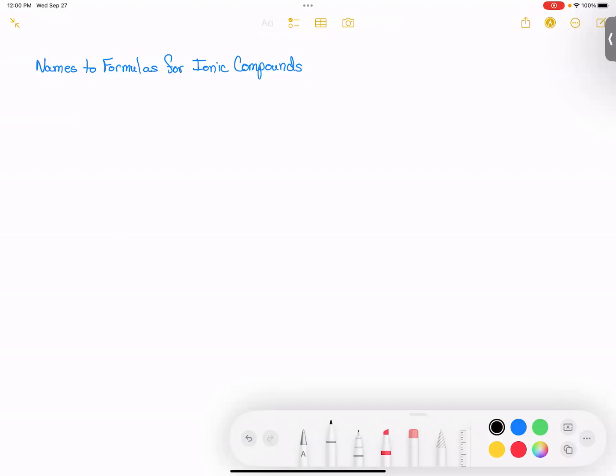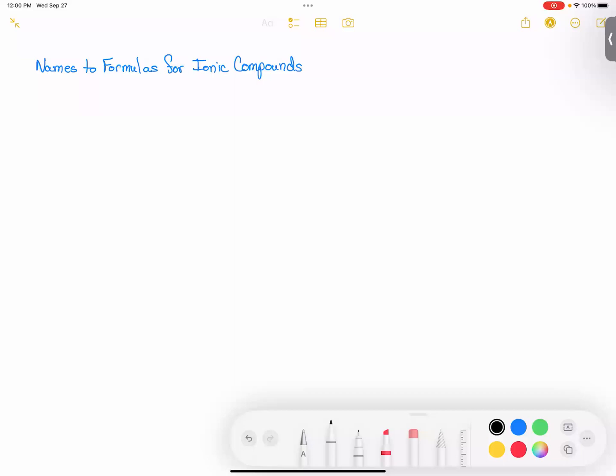Okay, folks, it is that time. Today we have one goal: we're going to work from the name of an ionic compound to its formula, which is the easier of the two things to do. It's still difficult, because if you don't know the names of the ions and what they translate to in formulas, then it's still going to be difficult. But it is the easier of the two pieces.